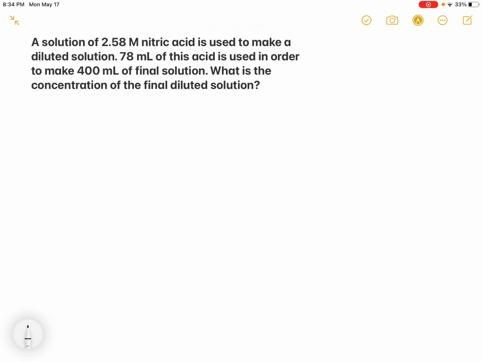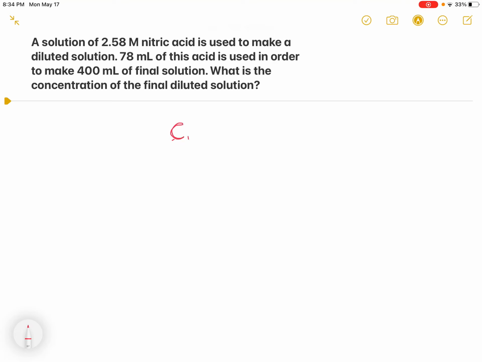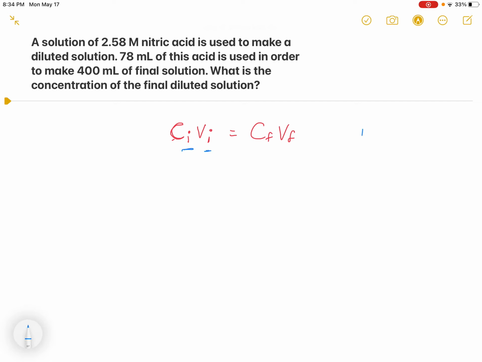Now, if we really wanted to, we could spend the time to try and find the number of moles and then do C equals n over V for both, and you may still arrive at the correct answer doing that, but we can make this a lot easier on ourselves by using the dilution formula: CI/VI equals CF/VF, where I equals initial and F equals final.